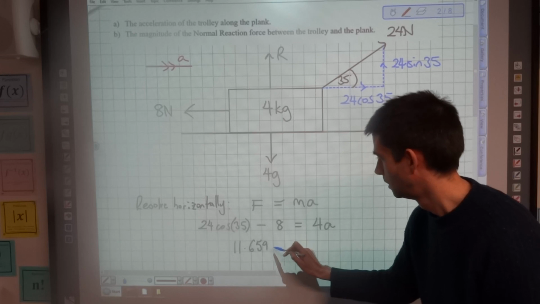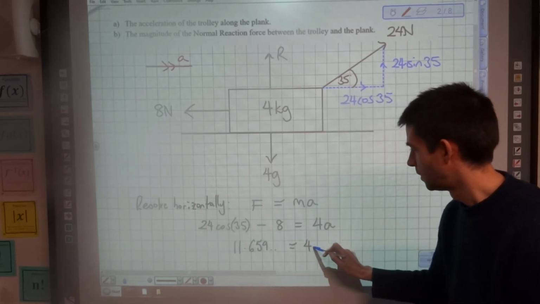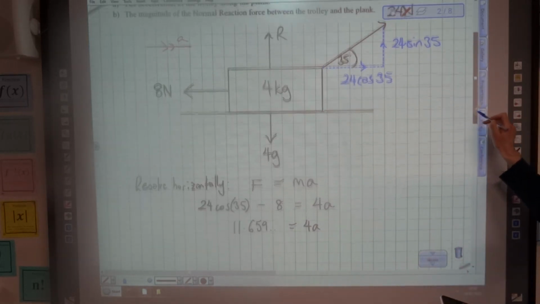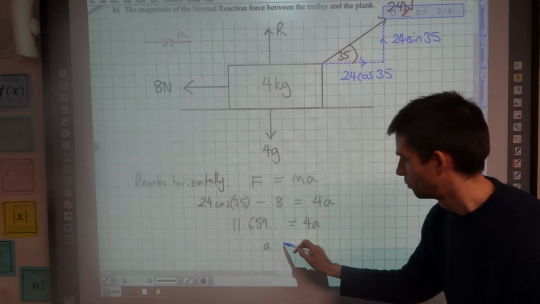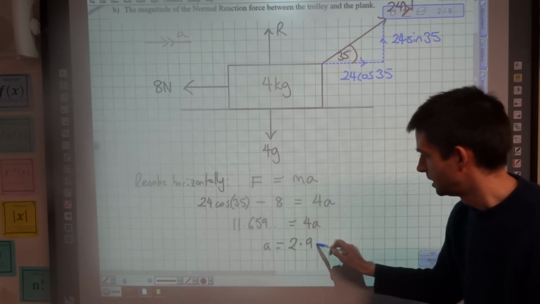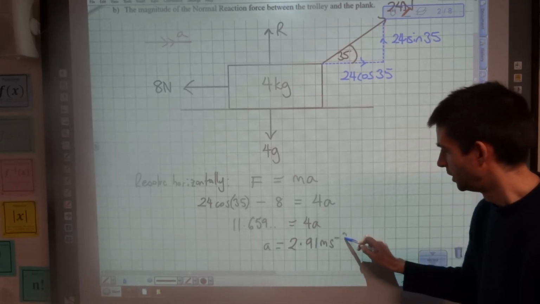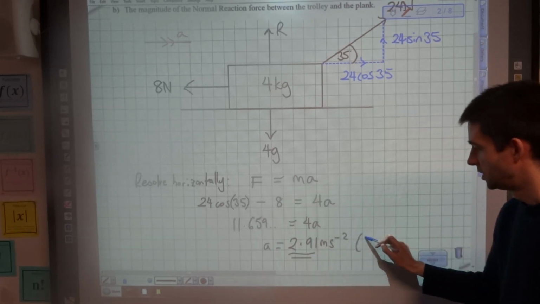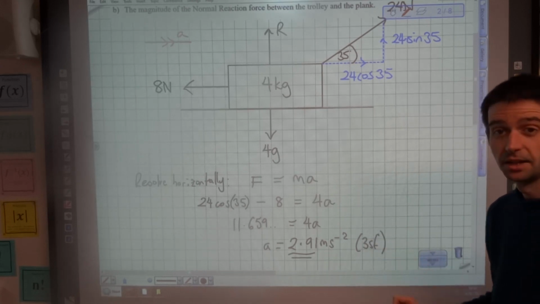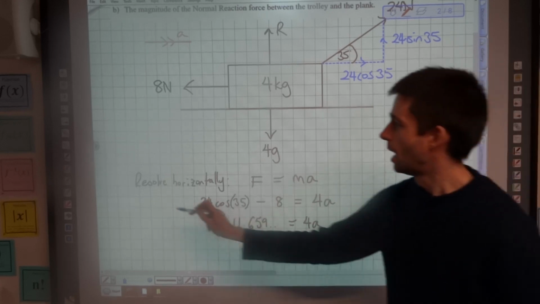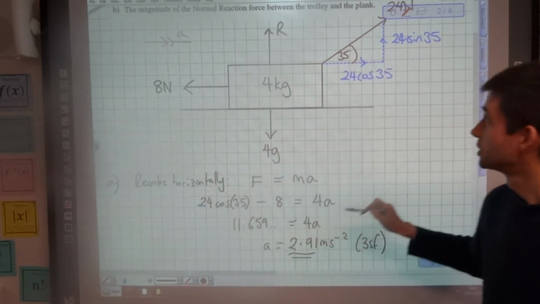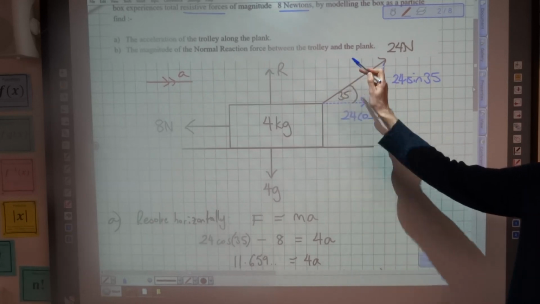11.659, which is equal to 4a. Then dividing by 4 and rounding to 3 significant figures, I get that the acceleration is 2.91 metres per second squared. So that's part A, the acceleration. Part B was asking us to find the magnitude of the normal reaction force.